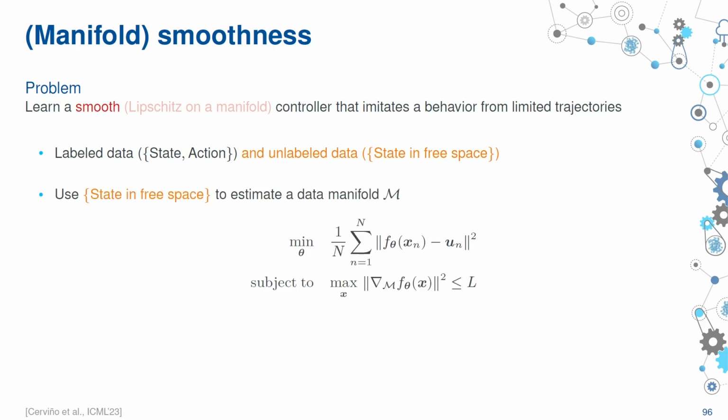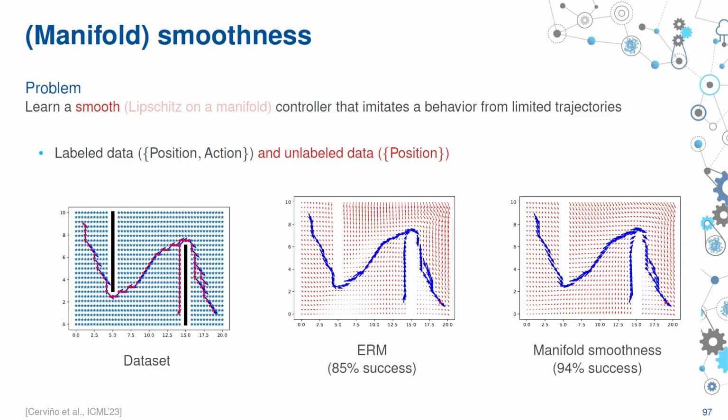And the free space is given as information only through data, so through points of the space, or a grid of the free space. And again, we're going to replace this max by this expectation. And what we get then is a solution that is smoother in the free space, right? And that actually achieved 95% success. Okay, so it's a 10% increase.